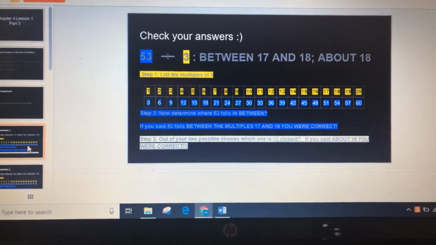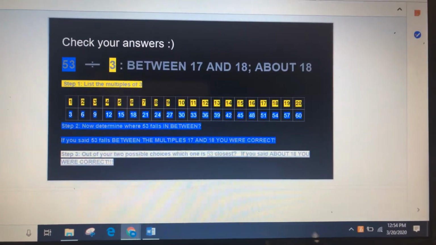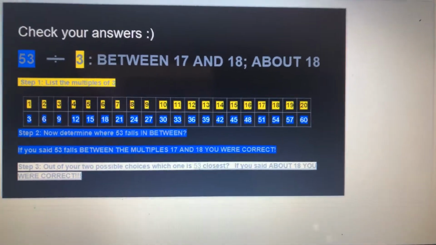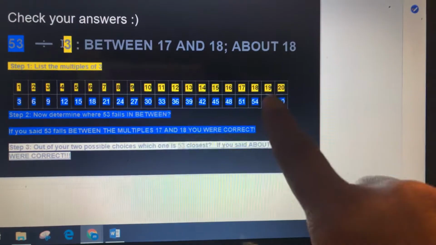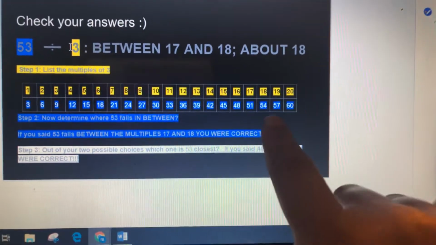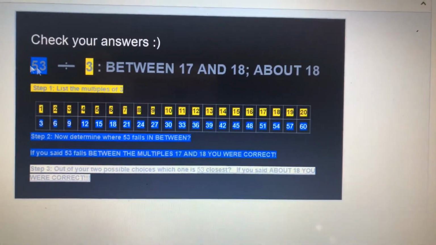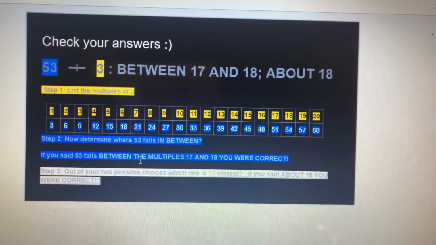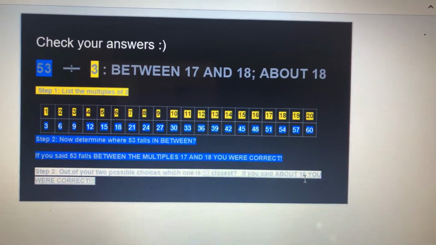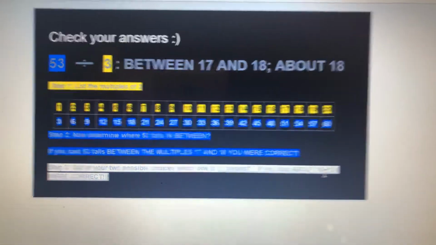So we're going to start at slide 1, which is problem 2. And it's 53 divided by 3. And that lands between 17 and 18. So it's about 18. So if you look, when we divide, right, we're going to list out the factors that we'd multiply 3 by. Okay, and then the multiples are going to be down here. Okay, and if you notice, it slides right in between here on 17 and 18. Okay, so we would say that 53 falls in between. The multiple is 17 and 18. And it's about 18 because 53 is closer to 54 than it is 51. So it's going to be about 18.